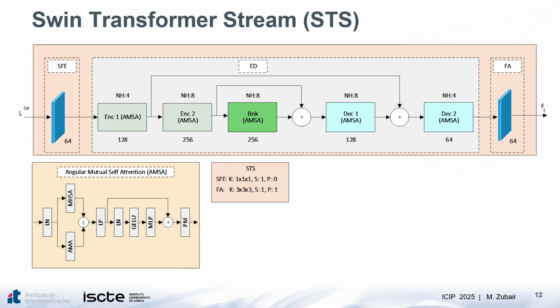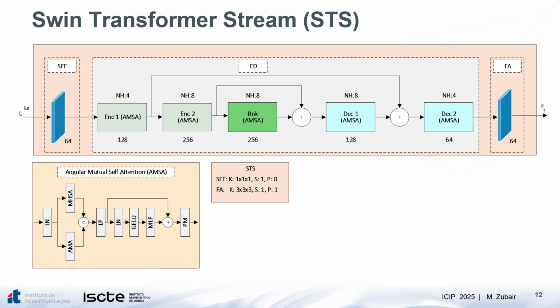Now I move to the second diagram of this slide, angular mutual self-attention. Angular mutual self-attention basically consists of two networks. One is multi-head self-attention to extract local, global, hierarchical features, and the other one is angular mutual attention to enforce angular consistency by modeling geometry-aware features. The features from multi-head self-attention and angular mutual attention are concatenated, then passed to the linear projection layer to unify these features. Then we use layer normalization, a GELU activation function, and an MLP to generate high dimensional features.